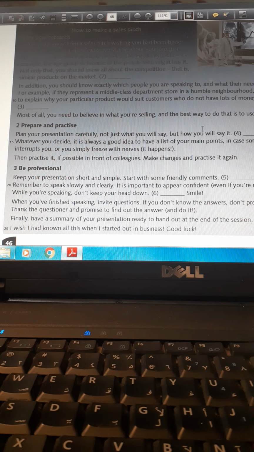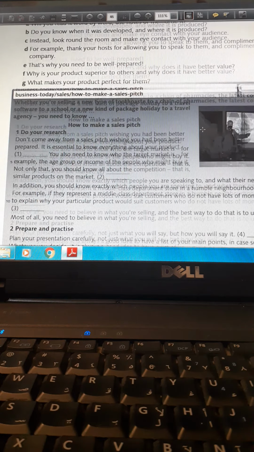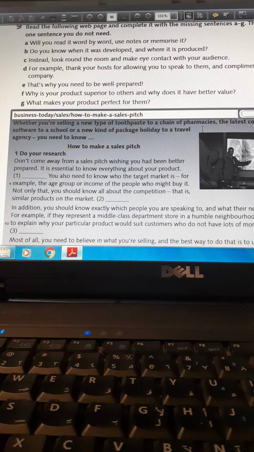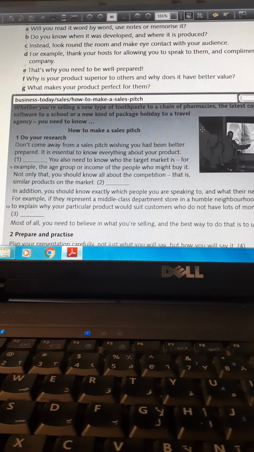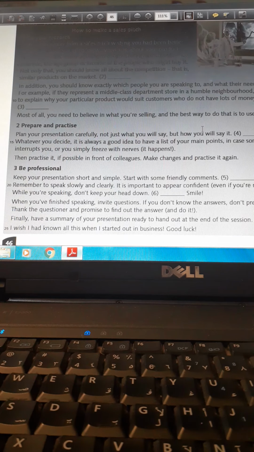Let's see what's the missing sentence in blank number 6. The missing sentence here is C. Instead, look around the room and make eye contact with your audience. Eye contact, تواصل البصري. لازم يكون في eye contact with you and your audience. Smile. Smile is, as they say, a language that is an international language, actually.